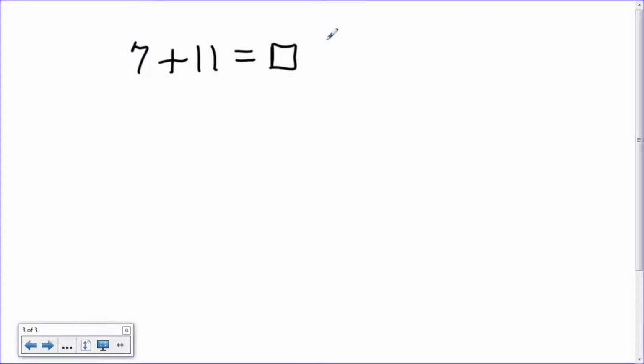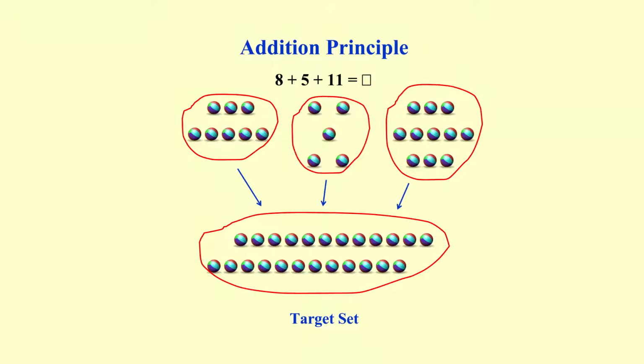So they know there are 18 cookies on the plate or 18 cookies in that box, and that's called the counting on strategy. And we talked about that when we talked about the arithmetic principle called addition. So let's go back to our screen.